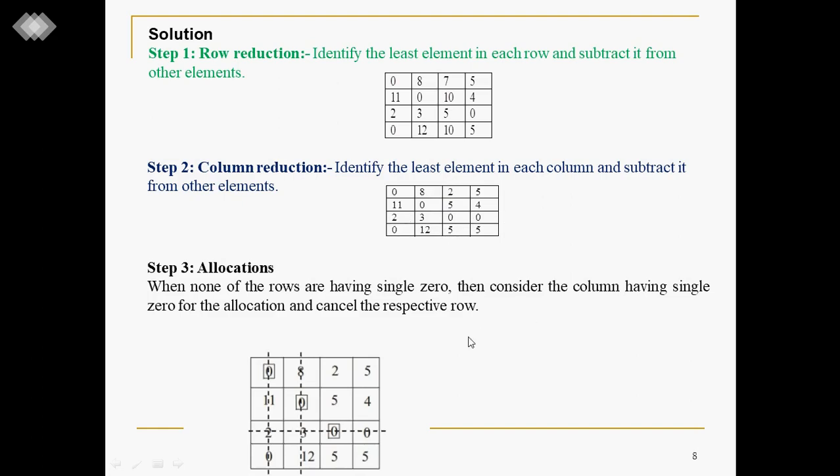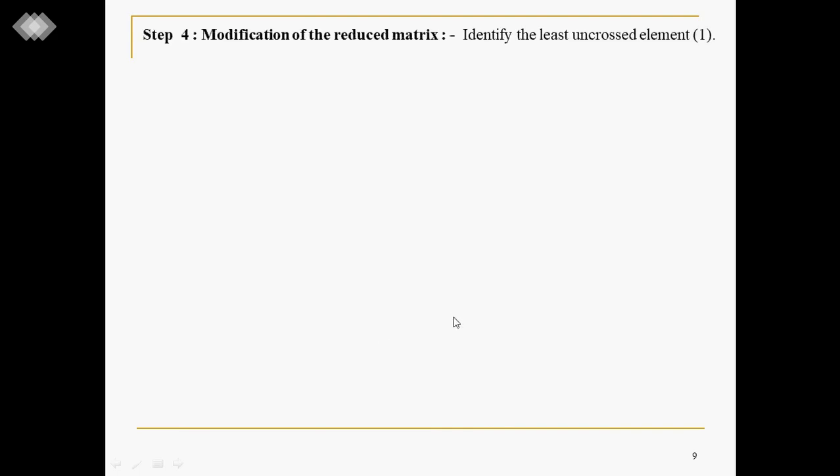After all this exercise, your observation is that the number of allocations is not equal to the order of the matrix. Hence the solution is not optimal. But that is not the final solution. You have to make it optimum. For this, the extra step is modification of the reduced matrix. If you get this condition, what you have to do is modify the reduced matrix.